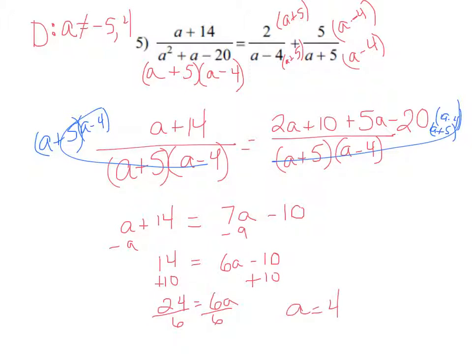Okay, and then as always, we want to check that with our domain, and when I look back up at my domain, oh, finally here's one that has an issue. I had earlier said that a could not be 4, and my answer here is 4, and so that's not going to work out. So of all that work that I did, and I got a to be 4, a can't be 4, so I X that out, and then I write no solution.